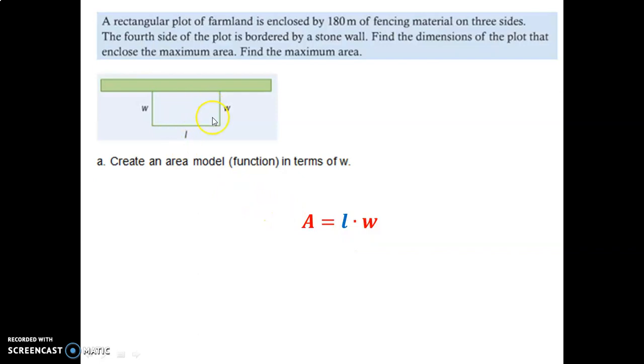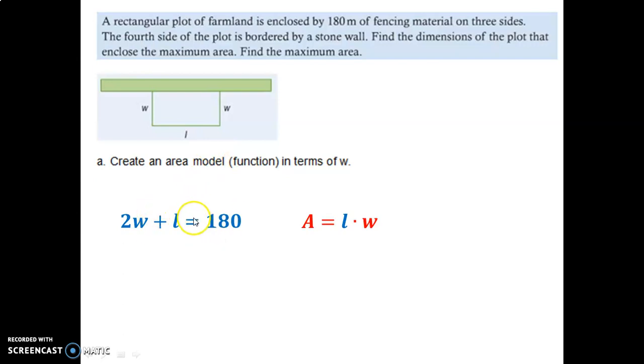So let's use some other information we know. We know that the entire fence is 180 meters long. So what can you say 180 equals what? Thinking about these things here. All right, 180 equals 2W plus L because that entire length is 180.